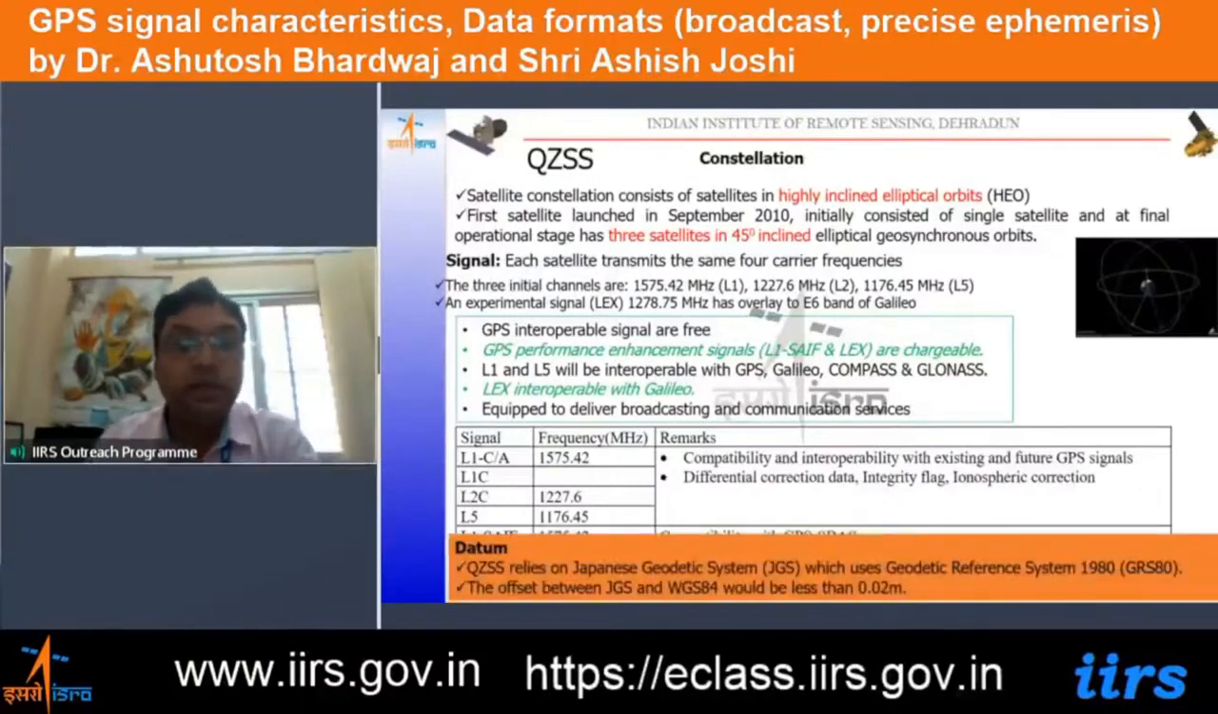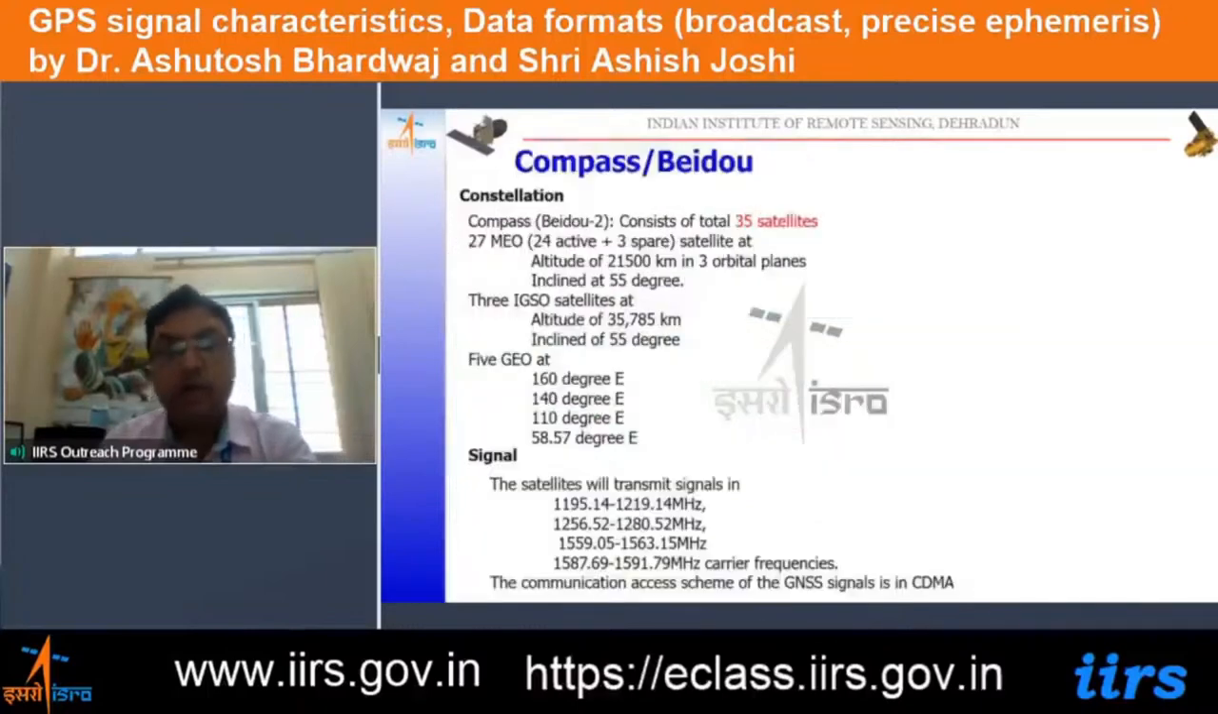QZSS is actually using the Japanese geodetic system, which uses GRS-80. GRS-80 is the nearest ellipsoid in earlier use to WGS-84. So GRS-80 and WGS-84 actually have very little difference, creating an offset of about 2 centimeter, 0.02 meters, between the two.